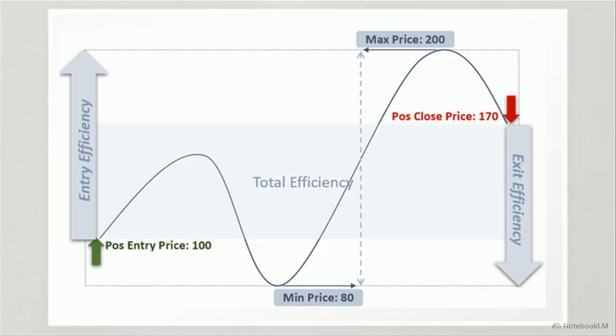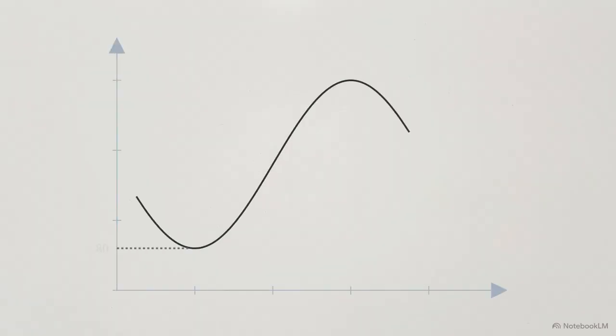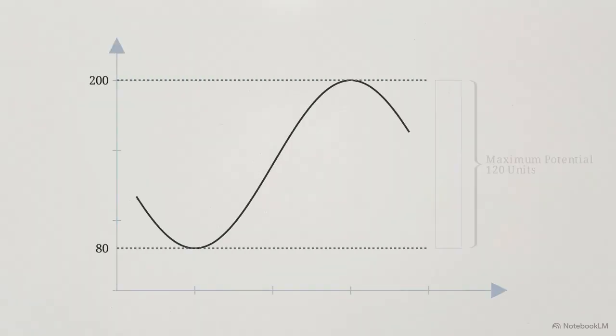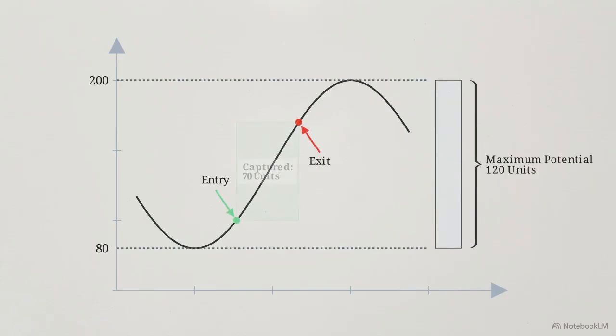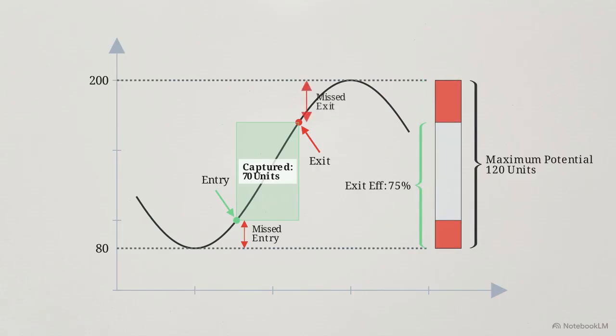This diagram introduces a second layer of diagnostics beyond simple profit and loss. We use this to evaluate entry and exit efficiency. If a price drops to 80 and peaks at 200, there is a maximum potential profit of 120 units. Total efficiency calculates the exact percentage your robot actually captured. We divide this further into entry efficiency, which measures how close the algorithm bought to the absolute lowest price, and exit efficiency, which measures proximity to the peak.